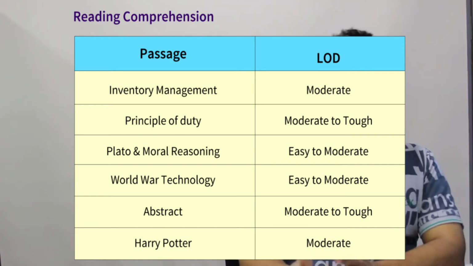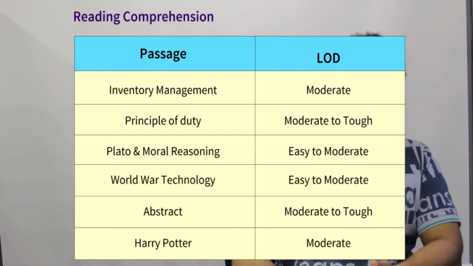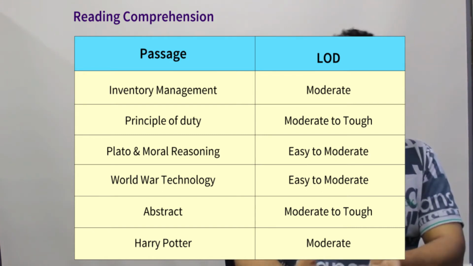Then there were the 2 moderate RCs. One was on Harry Potter and one was on inventory management. So here, your interest in that particular topic would have decided what you want to attempt. So for example, a Harry Potter fan would have straight away jumped to that and said, why not do this? Somebody like me who doesn't follow it would go more into the inventory management stuff and do that.